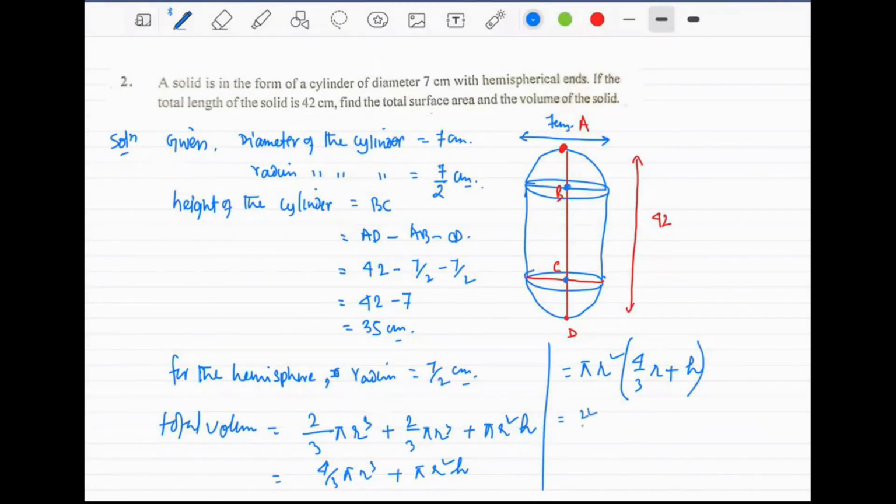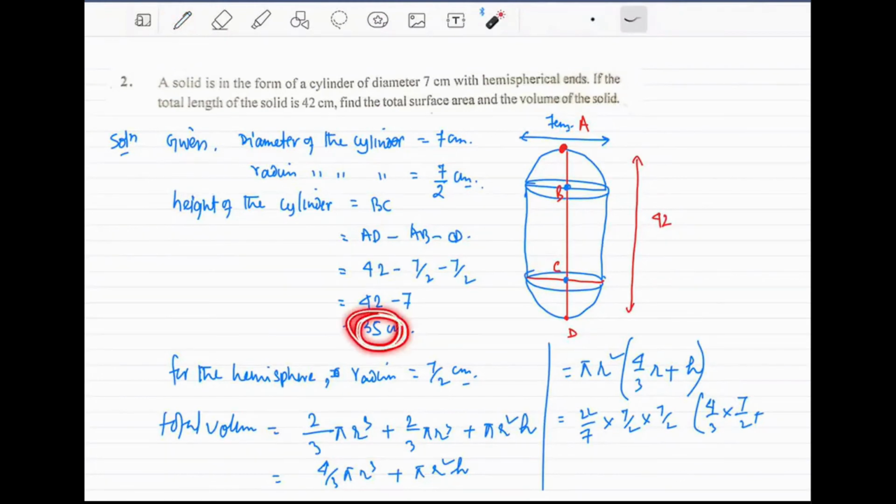Pi is 22 by 7. R is 7 by 2 into 7 by 2. Okay, this portion is fulfilled. Pi is here, R is here, another R is here. Let's come to the bracketed portion: 4 by 3, and here is an R. Instead of R, we are going to put 7 by 2 plus. Instead of H, what is the value of H? The value of H is here, the height of the cylinder, 35. So put the 35. Okay, copy up to here. We will do the calculation later on.